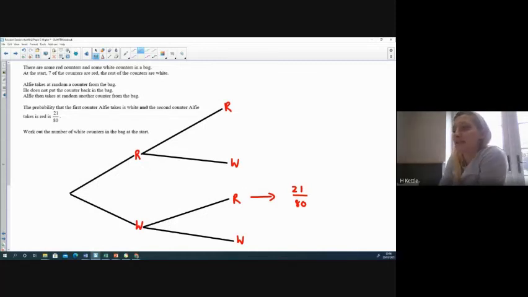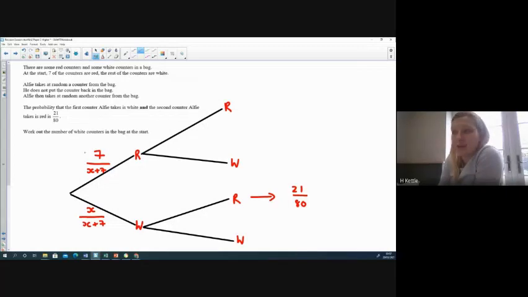And we know that 7 of the counters are red and the rest are white. So we don't know how many counters are in the bag. So 7 of them are red, and we don't know what it's out of. I know that X of them are white. And again, I don't know what it's out of. But if X of them are white and 7 of them are red, then it's out of X add 7. So I've got 7 out of X add 7 and X out of X add 7.